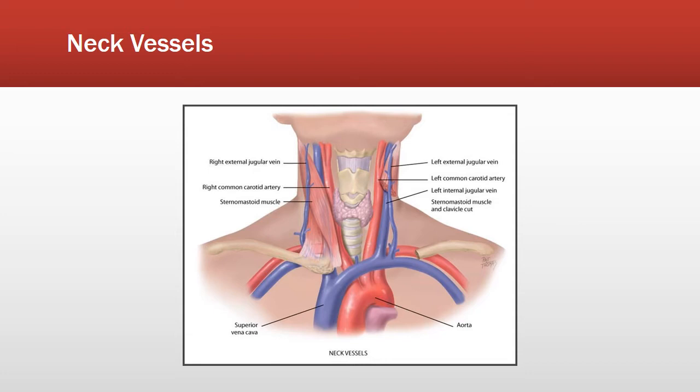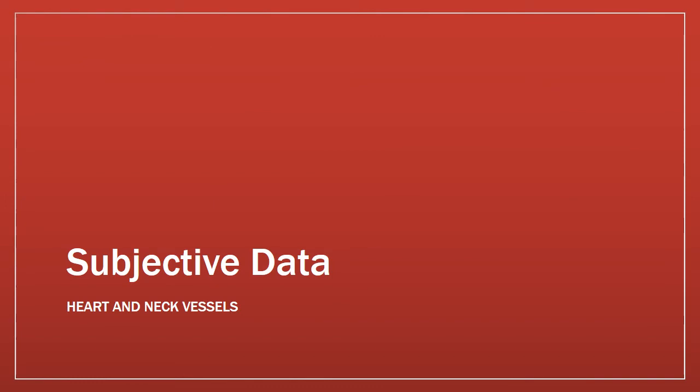Part of the assessment of the cardiovascular system is assessment of the neck vessels. So it's important to know the anatomy of the neck vessels. So the carotid arteries lie just lateral to the larynx, and then the internal and external jugular veins lie just lateral to the carotid arteries. Prior to obtaining objective data, it's important for the nurse to obtain subjective data of the heart and neck vessels.